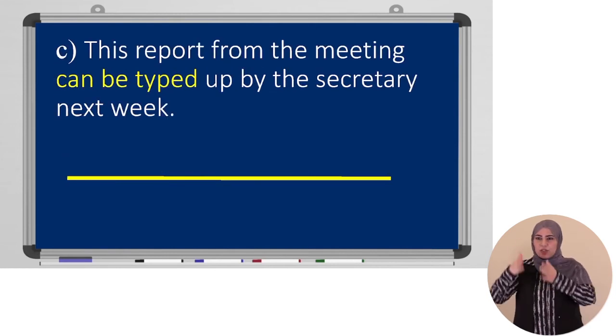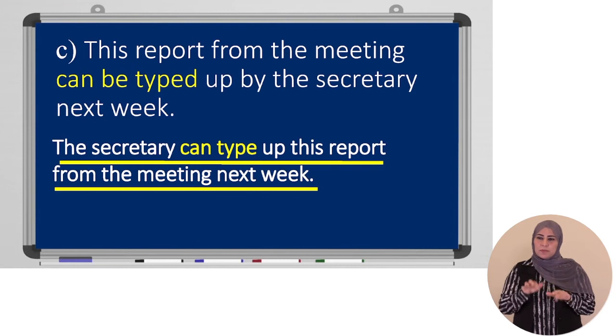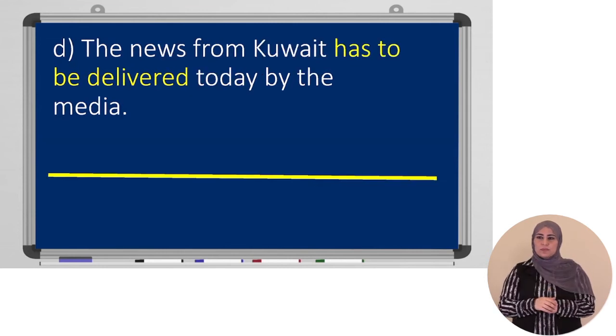This brings us to question C. This report from the meeting can be typed up by the secretary next week. So how do we start with this? We start with the secretary can type up this report from the meeting next week. Check your answers to D, and I'm sure you got the right answer.